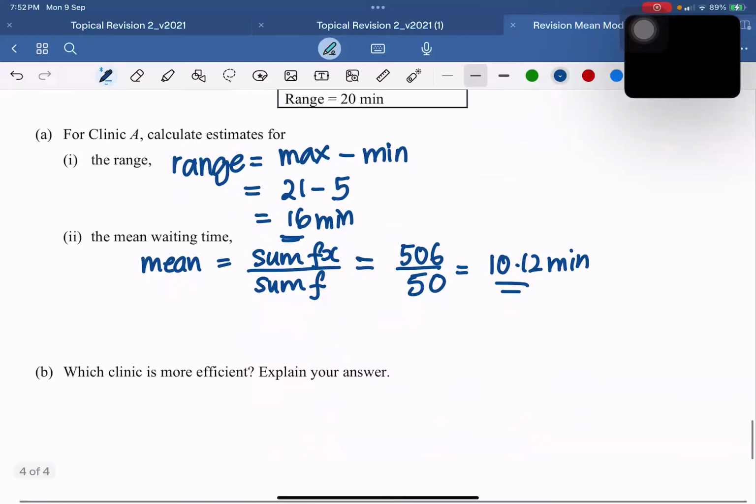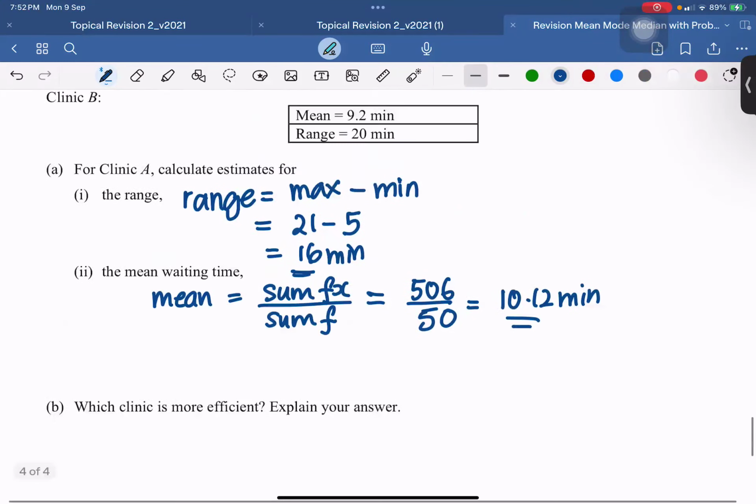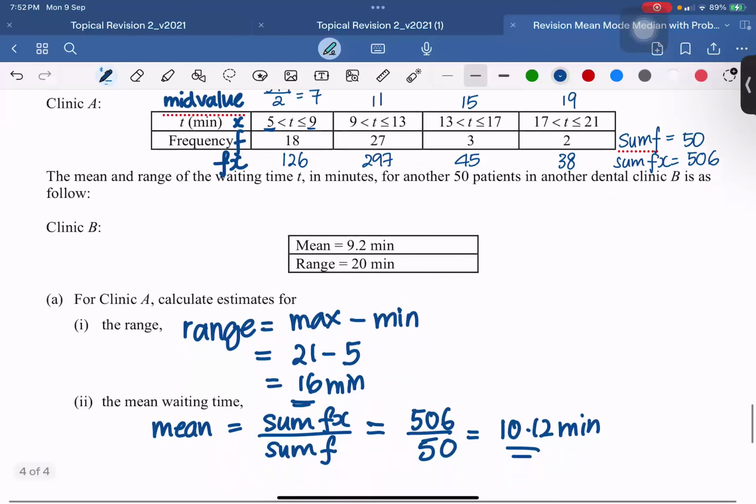Okay. Then next one, which clinic is more efficient? Okay, yes, Ichel, you are typing out some stuff. Let me finish up first, okay?